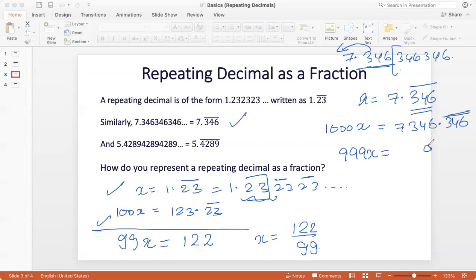So that's 9, right? And 3 and 7, right? So I get 7339. And the decimal part after the decimal gets cancelled. So x becomes 7339 divided by 999. So this is the standard method of converting a repeating decimal to a fraction.